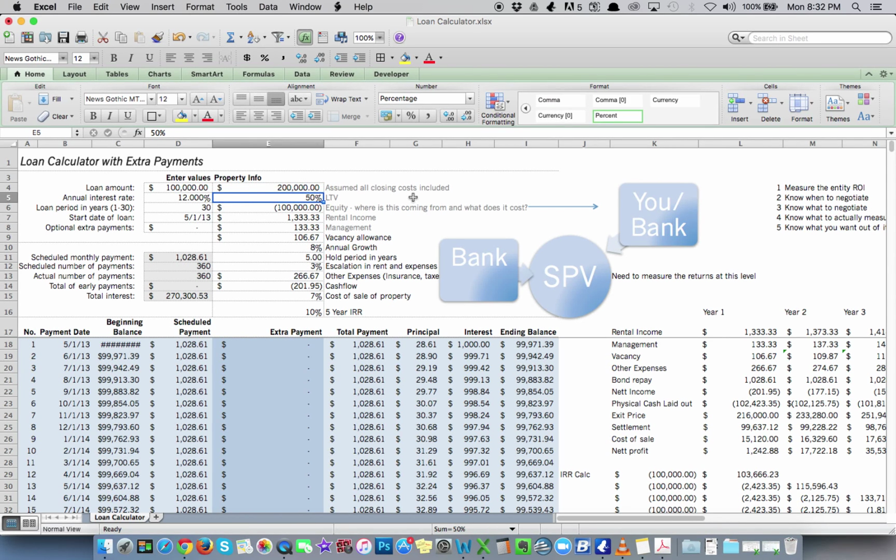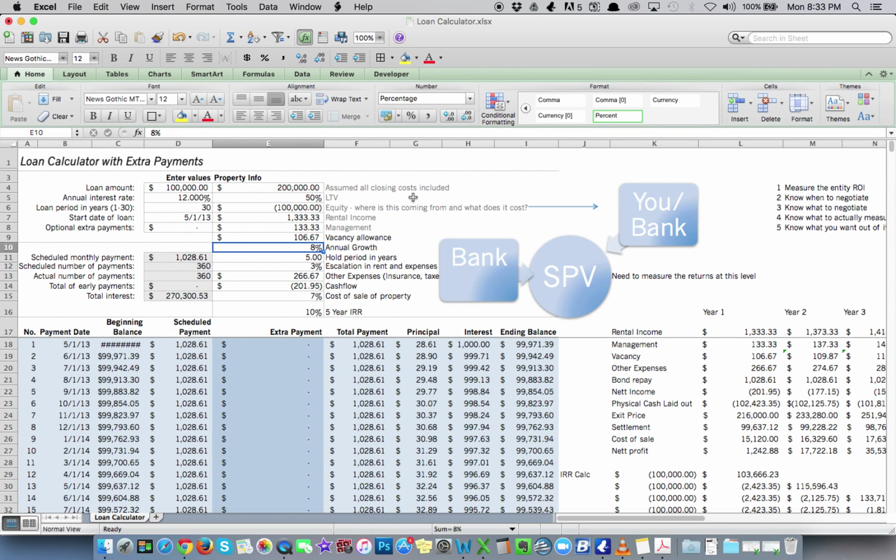Then what is our loan to value? So how much physical cash are we putting in and how much are we borrowing from the bank? What is the interest rate we're going to be paying? Over what term is that payment? What is the rental income? How much are we paying for management? In this case, it's 10%, just for illustrative purposes. What is our vacancy allowance? In this case, it's 8%.